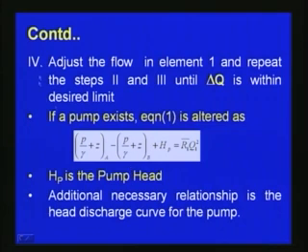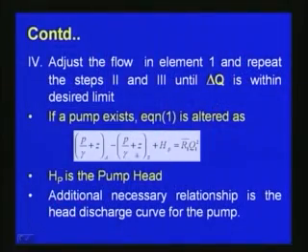Here H P is the pump head, and the additional necessary relationship is the head discharge curve for the pump. For the pump which we are using, the manufacturer would have given a head discharge equation. That discharge equation or curve we can utilize to get a solution here. So, if a pump exists between A and B, we will be writing P by gamma plus Z at A minus P by gamma plus Z at B plus H P is equal to R 1 bar Q 1 square, where Q 1 is the discharge through the pipe, R 1 bar is the resistance coefficient, and H P is the pump head.